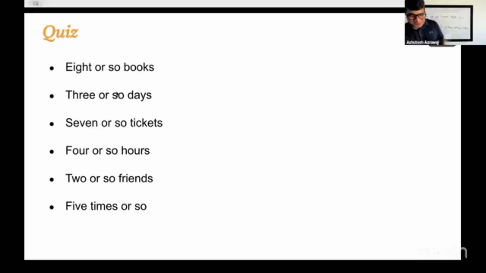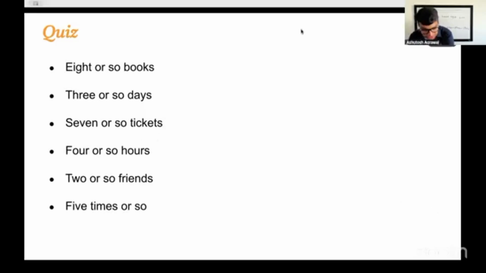If you say it a few times, it's going to get better. So let's do this one also. 7 or so tickets. Saat ek. I can't remember tickets. Ticket. You can just say tickets. Saat ek ticket hai. Beautiful. Okay. We'll do 3 more.